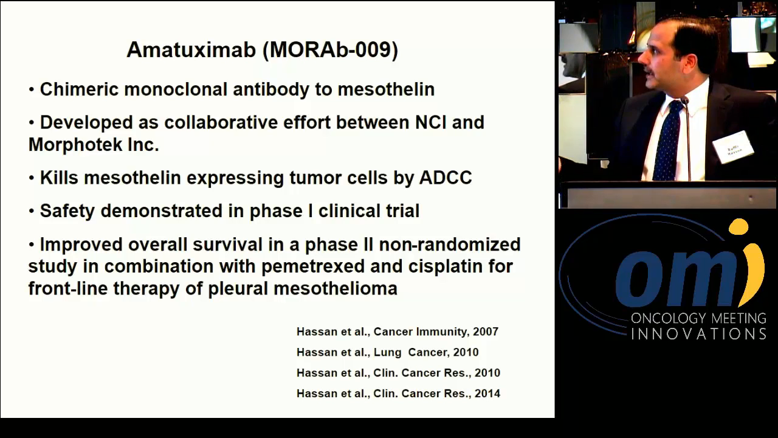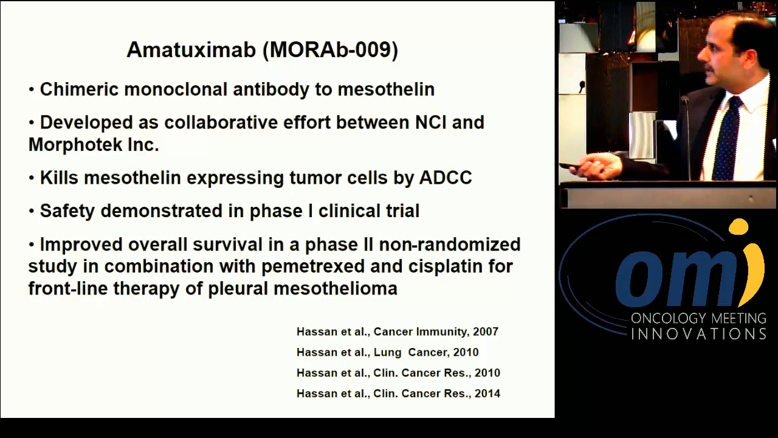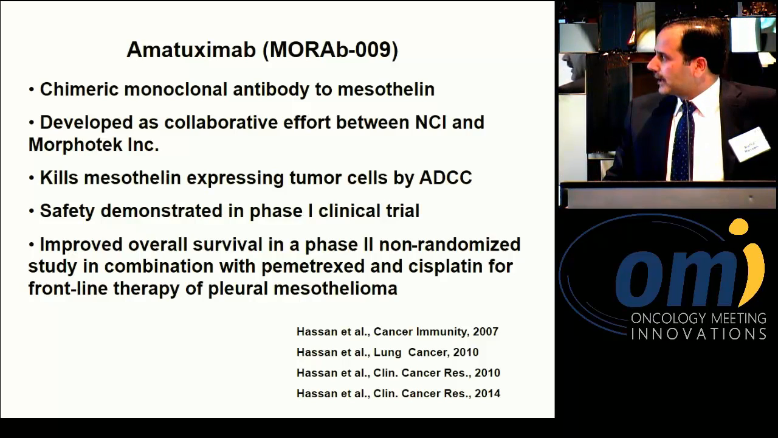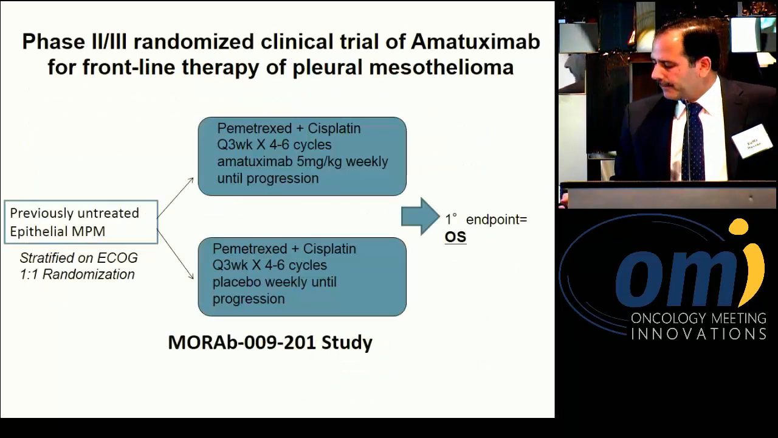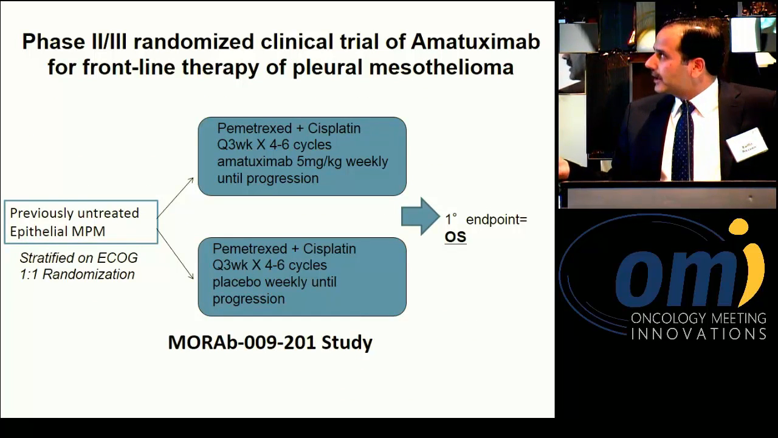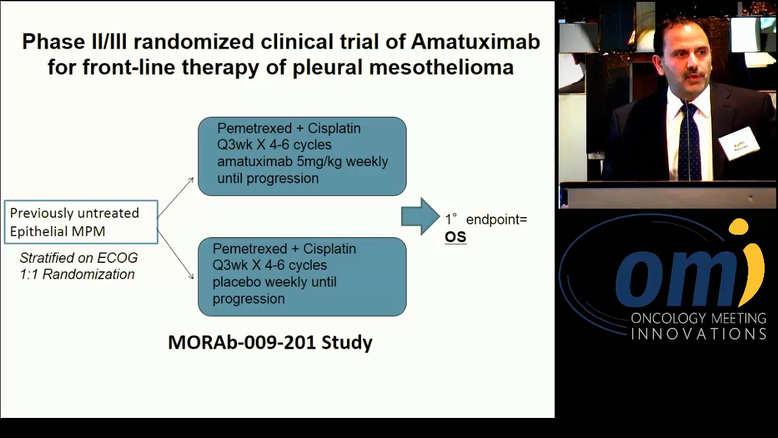We have shown that it kills mesothelin-expressing cells by ADCC. We also demonstrated safety in a phase 1 trial, and in a phase 2 non-randomized trial, we showed that the combination results in improved survival. To demonstrate that in a phase 3 trial, a study of amatuximab with pemetrexed and cisplatin has just opened. This is for patients with previously untreated epithelial mesothelioma, and they will be randomized 1-to-1 to PEM-CIS, which is the current standard of therapy, with amatuximab, or to PEM-CIS alone, and the primary endpoint is overall survival.